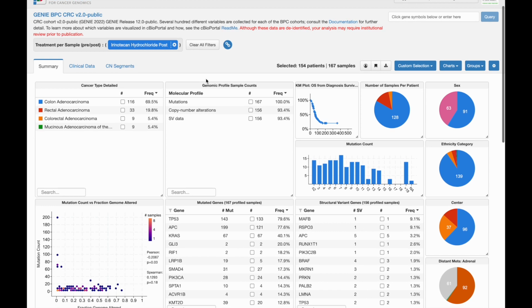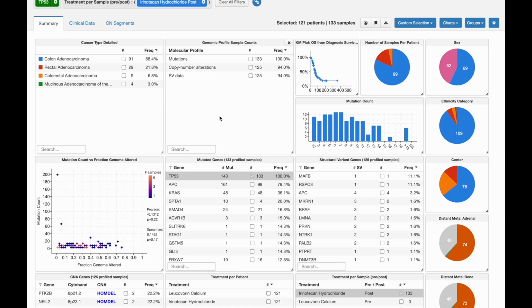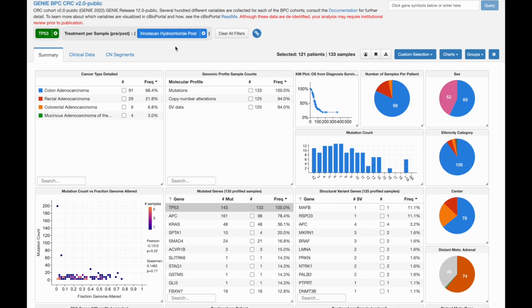So all of these charts let you apply filters, and you can layer multiple filters together. So we can, for example, say, let's look at specifically the subset of samples with P53 mutations. I can select those, all the charts update again. Now we're looking at the samples that have a P53 mutation and were acquired after treatment with irinotecan. So in this way, you can not just explore the cohort, but hone in on subsets of samples and explore the features of those subsets, making this a really powerful way to get to know your data.